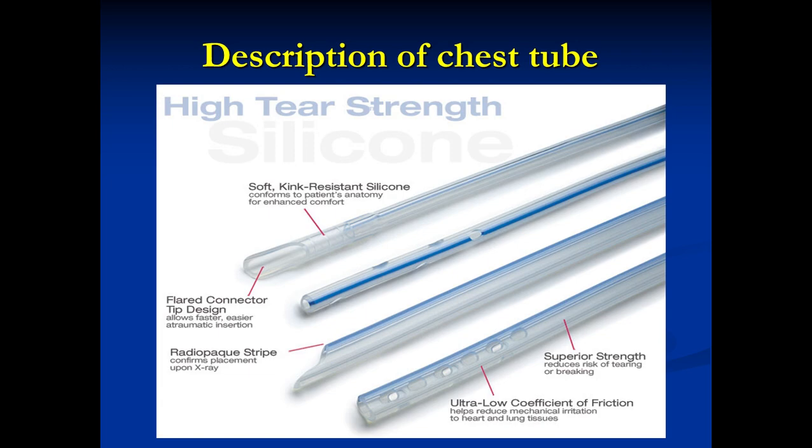And the third one, it should be long enough so all the side holes should be inside the chest wall, either in the mediastinum, pericardium, or in the pleura. So there should be no side holes outside the chest wall.